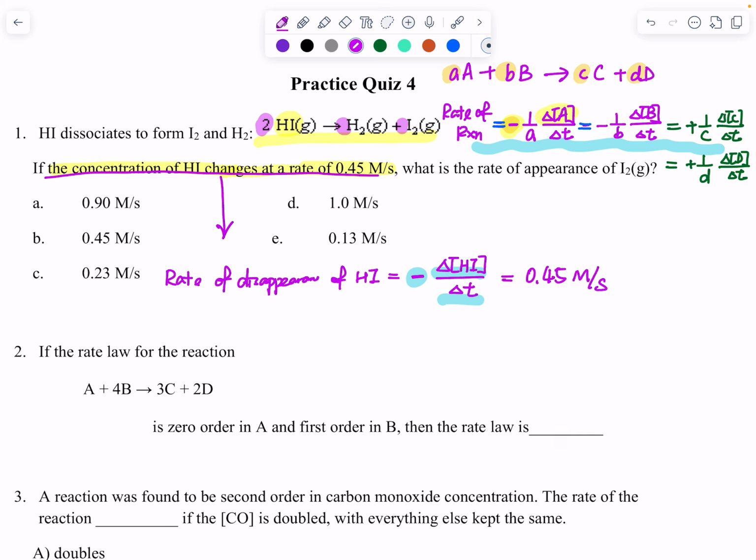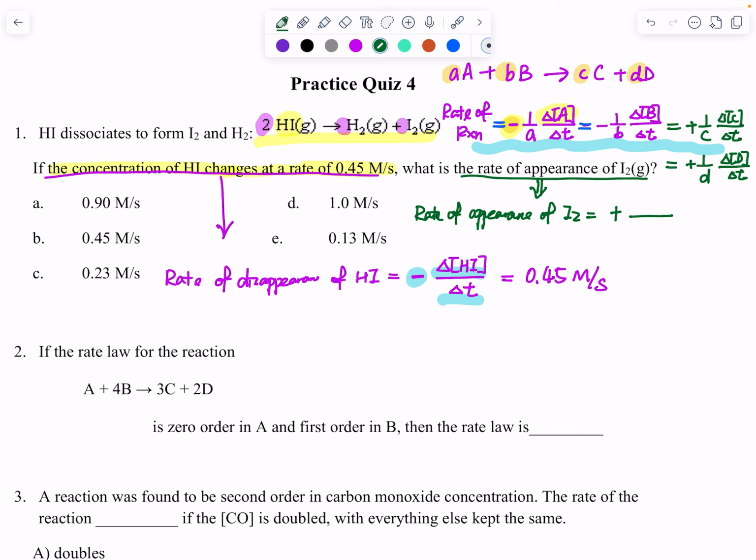Okay, so this information equals to that, and now let's see what the question is asking us to solve. It's asking us to find out the rate of appearance of I2, which is the product. Similar idea, the rate of appearance or formation, whatever wording. So this will be, of course, positive. How fast we can make the product.